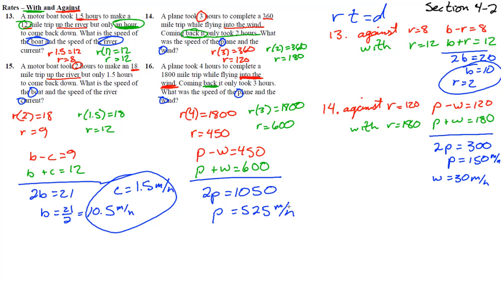That's how fast the plane flies. Now if you stick this back up in here, 525 plus what equals 600, subtract that, and you get that the wind speed is 75 miles per hour. A little jet stream up there, very fast wind, very fast jet. So look at that. We have it. And that's rates with and against.